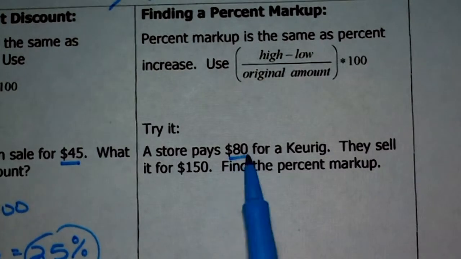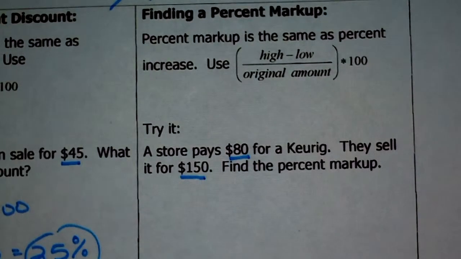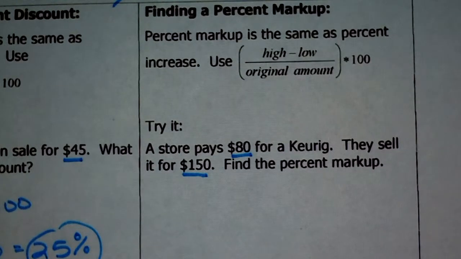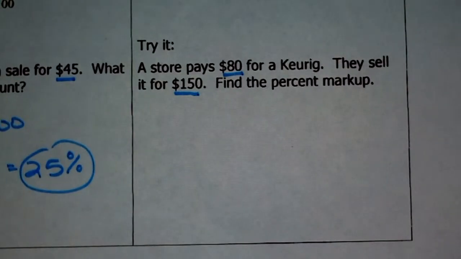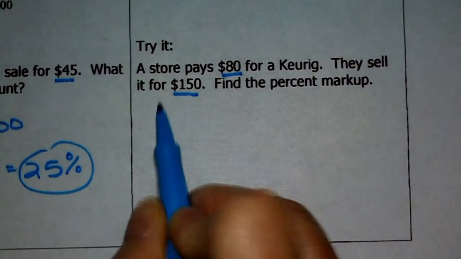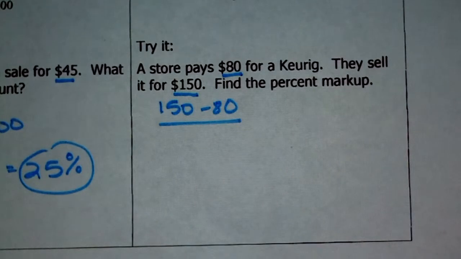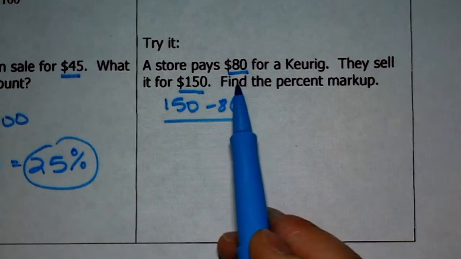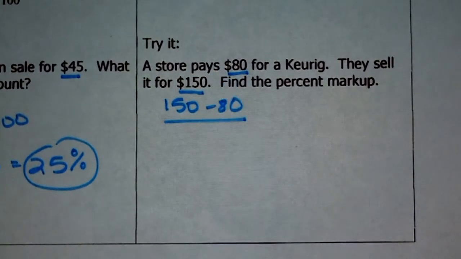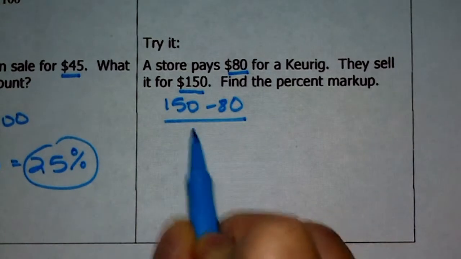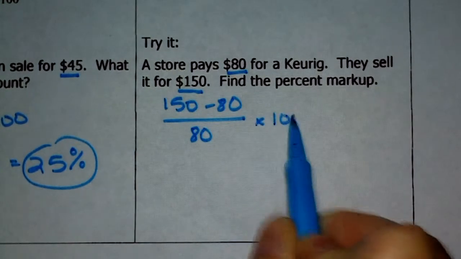A store pays $80 for a Keurig. They sell it for $150. I'd like to know how much they marked that up. So what we're supposed to do is take the higher value minus the lower value. So this time higher is 150, lower is 80. Now I'm supposed to divide that by the starting amount. What did we start with in this case? Do you know? It says a store pays $80. That's the starting amount, the first amount given. So I'm going to divide that by 80 and multiply the result by 100.